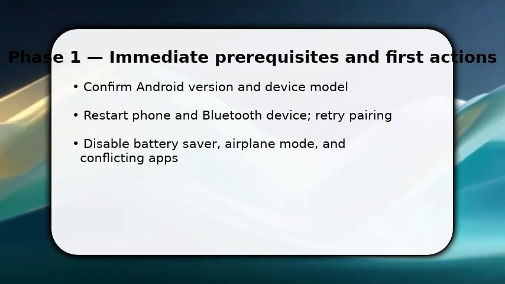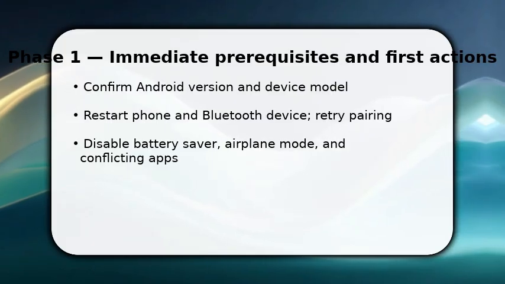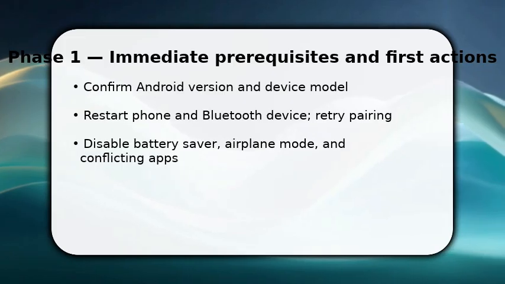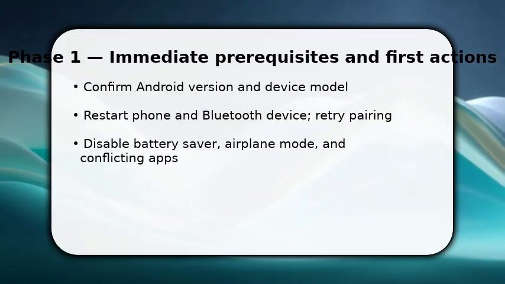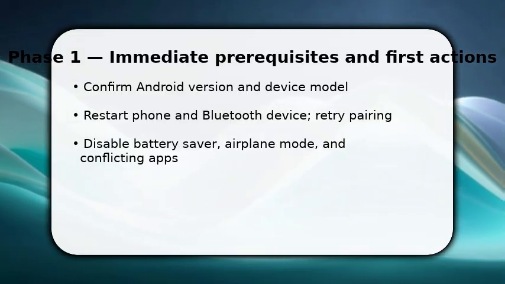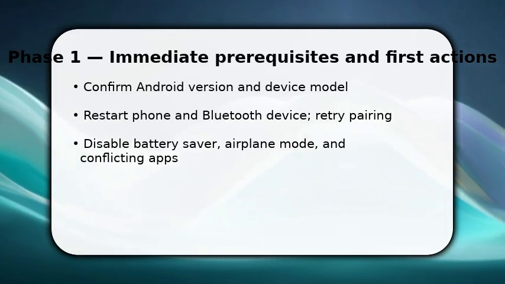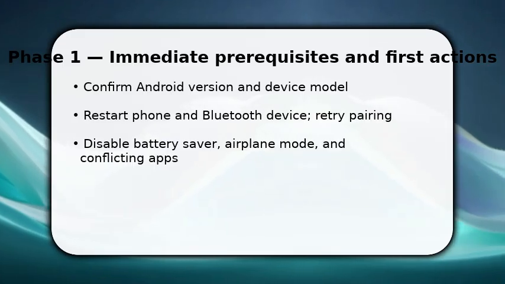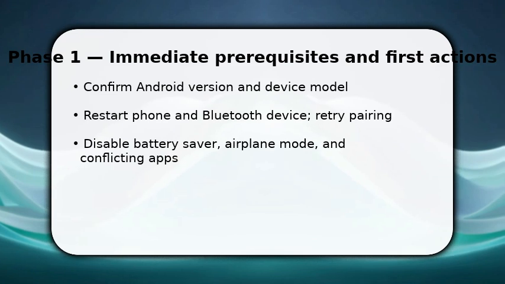You start by verifying basics quickly. Check Android version and device model so you know capabilities and limits. Next, power cycle both devices, turn Bluetooth off and on, and restart the accessory, because many transient link errors clear this way. Once done, make sure battery saver and airplane mode are off, and temporarily close apps that manage audio or location, since they can preempt Bluetooth.